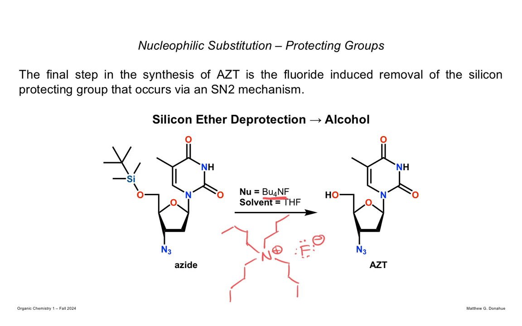So the F minus is a nucleophile. It attacks the silicon. A silicon-fluorine bond is much stronger than a silicon-oxygen bond. And then it breaks that bond. And then the hydrogen comes from the workup, so an aqueous workup. So that's one way in which AZT can be made.